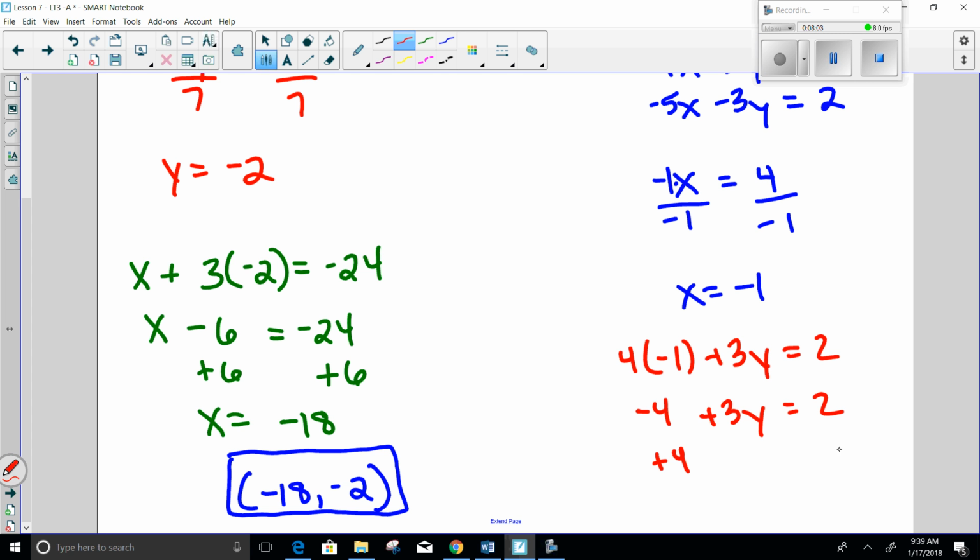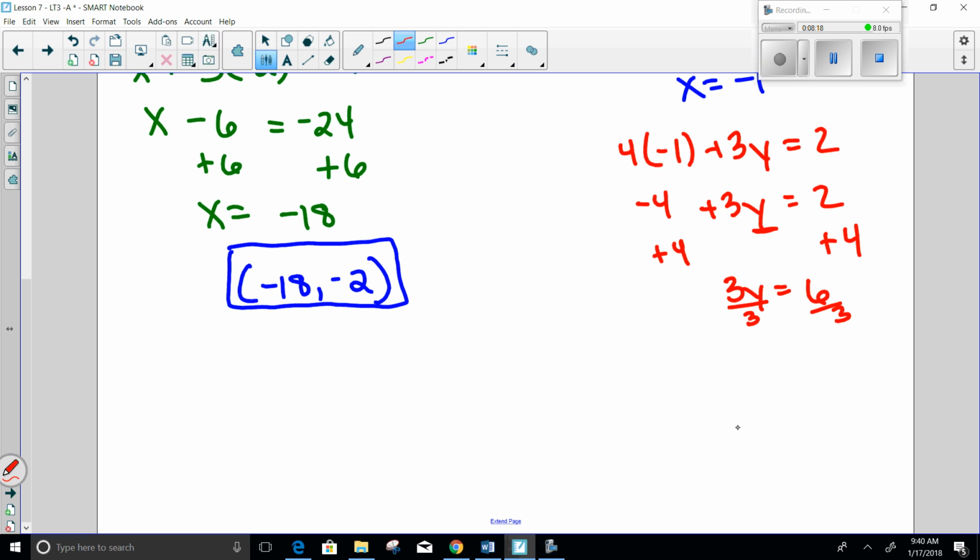Add the 4 to the other side because I want to get y by itself. So I'm going to get 3y equals 2 plus 4 is 6. Divide the 3 to the other side because this is multiplication, so I'm going to divide by 3. And I get y equals 2. So what is the ordered pair? The ordered pair is negative 1, comma, 2. And again, what that means graphically is where these two lines would intersect if you were to graph them on a coordinate plane.